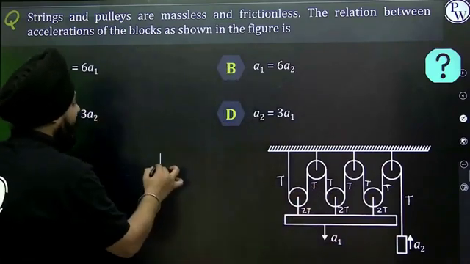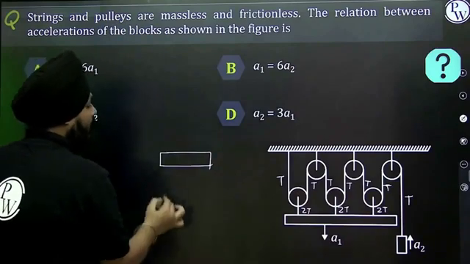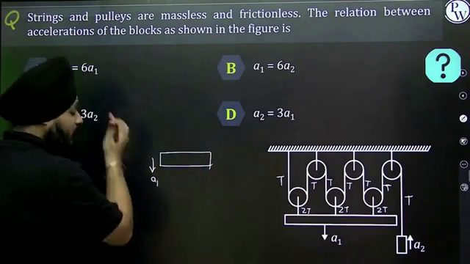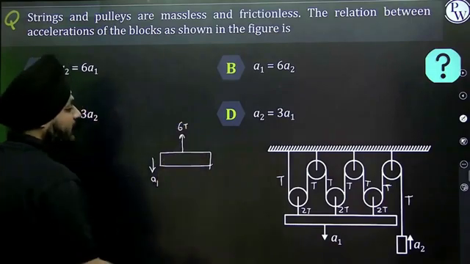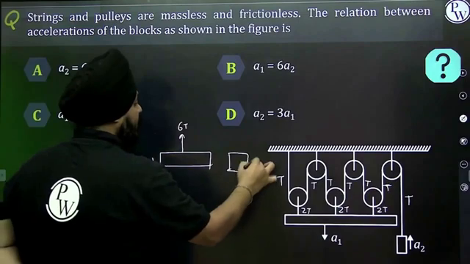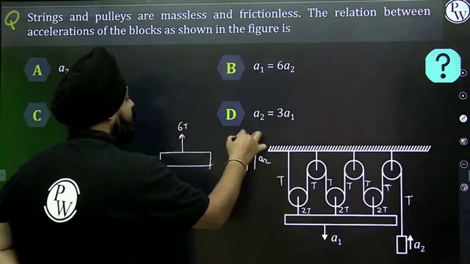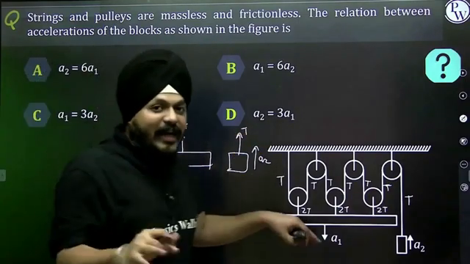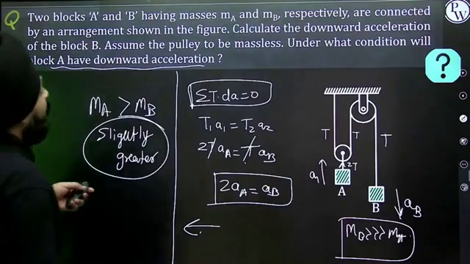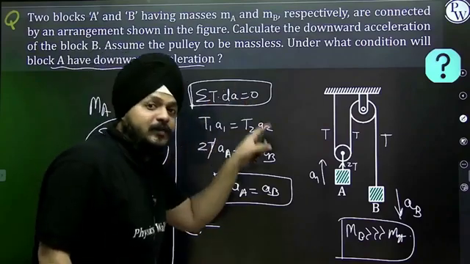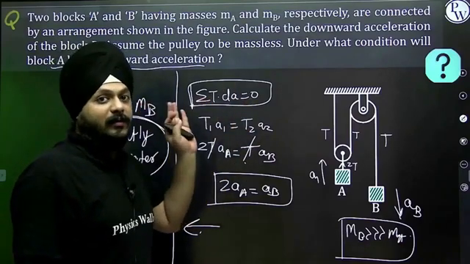So we are having the system like this. This is an object having acceleration A1, tension is 6T. This is A2, tension is T. Directly, work done by tension states the product of tension and displacement is 0, the net.